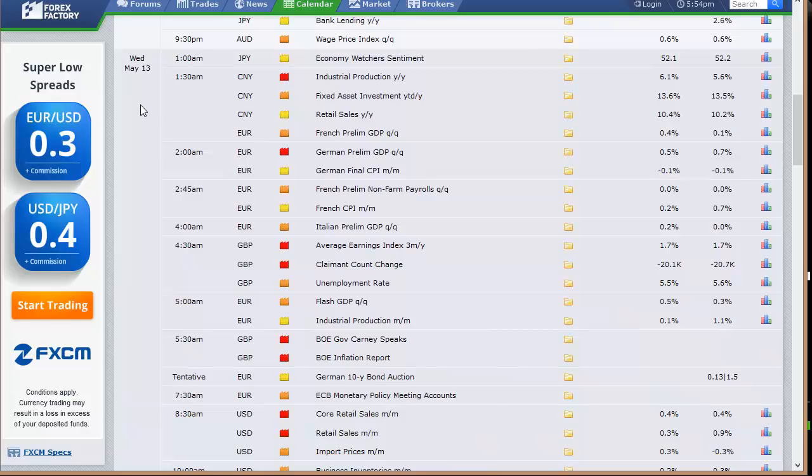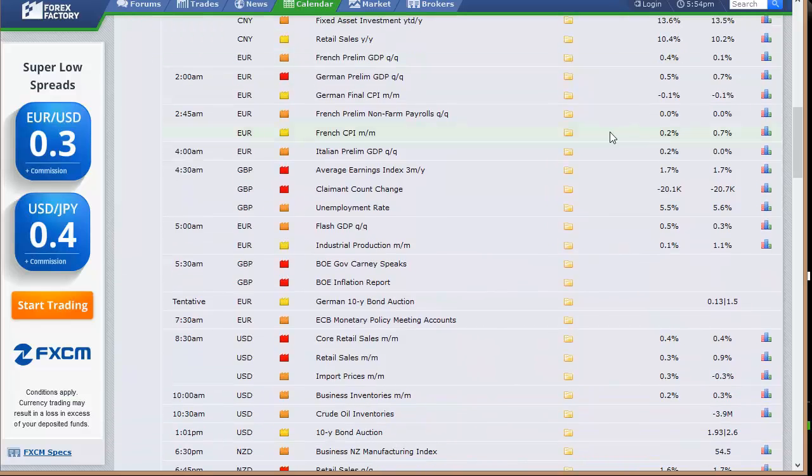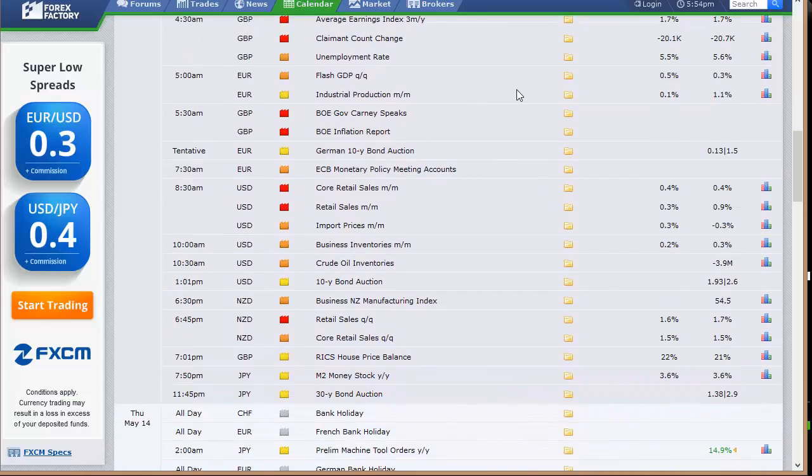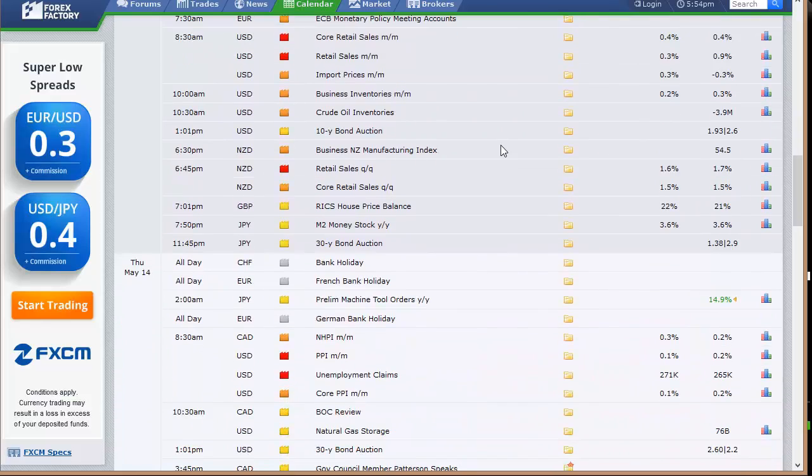China's industrial production, fixed asset investments, and retail sales going into Wednesday. GDP out of France, Germany, the CPI out of Germany, same thing out of France, non-farm payrolls out of France. That's a lot of key data for those countries right there. Italian preliminary GDP also, UK unemployment rate, flash GDP out of Europe and industrial production from there. That's all at 5 a.m. Eastern Time on Wednesday. U.S. finally has some data, core retail sales, import prices, business inventories, crude oil inventories, 10-year bond auction, all on Wednesday.